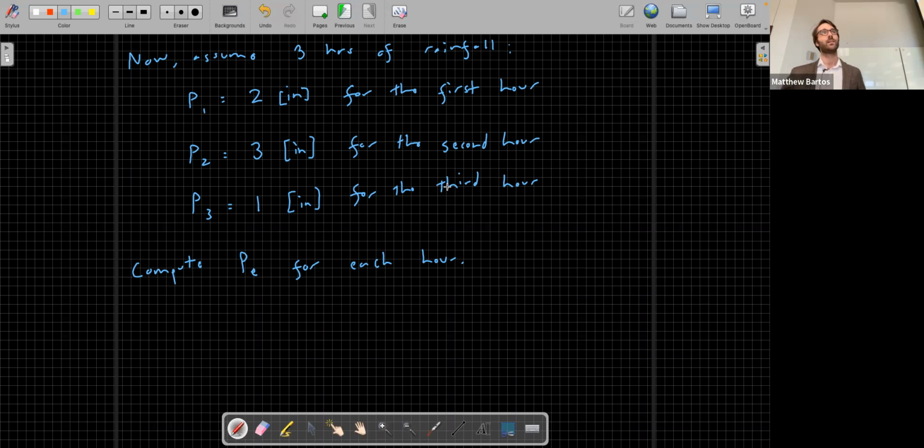Okay, so this exercise kind of reveals an important point about the curve number method. Okay, so I want you to compute the excess precipitation for each hour, which I will call delta PE1, delta PE2, and delta PE3. Okay, so I'll give you about 5 or so minutes to work on that.